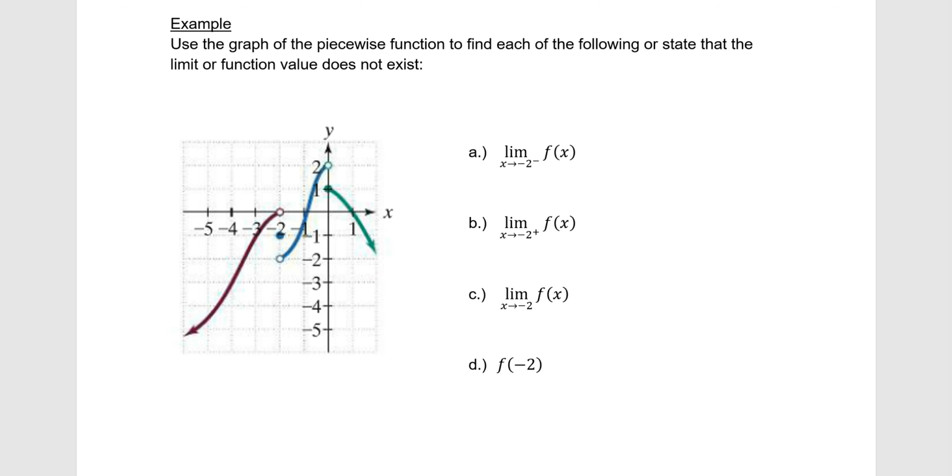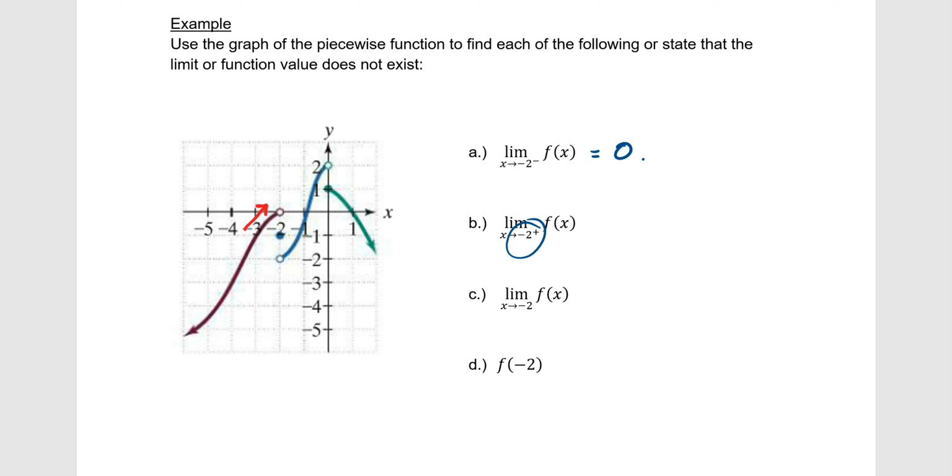Let's use this following piecewise graph to answer these questions. First one says the limit of f of x as x approaches -2 from the left. So we find -2, and we're approaching it from the left. Notice we go to the left of it, put an arrow going back to the right of it, and we say, okay, where is that going? It looks like that's approaching a y value of 0, right on the x-axis.